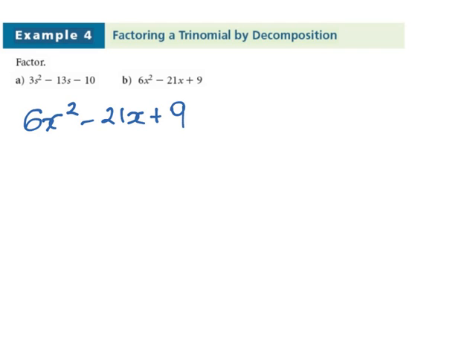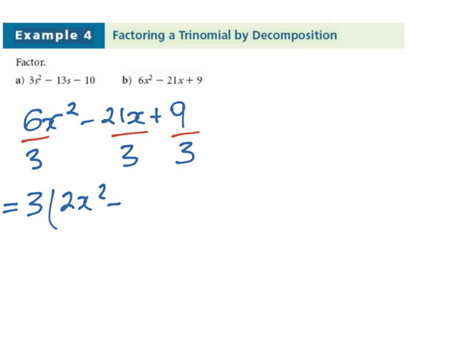Again, ask yourself, can we simplify this by dividing each and every term by a common factor? In this case, we can divide by 3. Therefore, we will get 3 as a factor, and we're going to get 2x squared. 6 divided by 3 is 2. And 21 divided by 3 is 7. And 9 divided by 3 is 3. So we still don't have a leading coefficient of 1. We have a 2. Therefore, we still have to use decomposition.